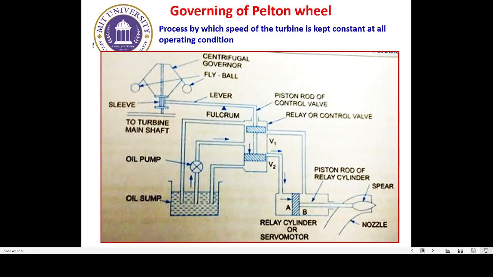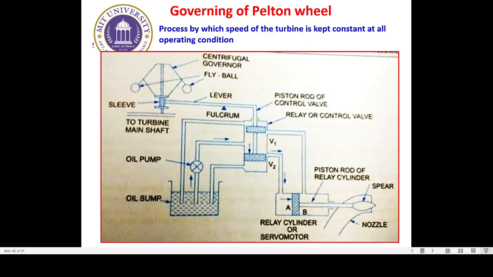Now assume a phenomenon where the load on the generator decreases. For example, we will consider that the load on the generator is decreasing. It is obvious that the speed of the generator will increase. The speed of the generator is likely to increase with the decrease in the load. So this increases the speed of the turbine beyond the normal speed, excessively.